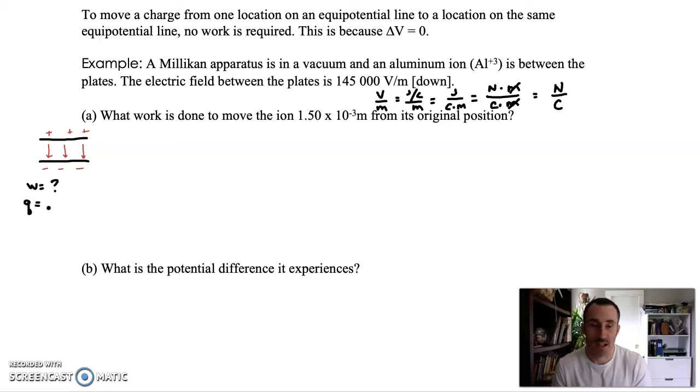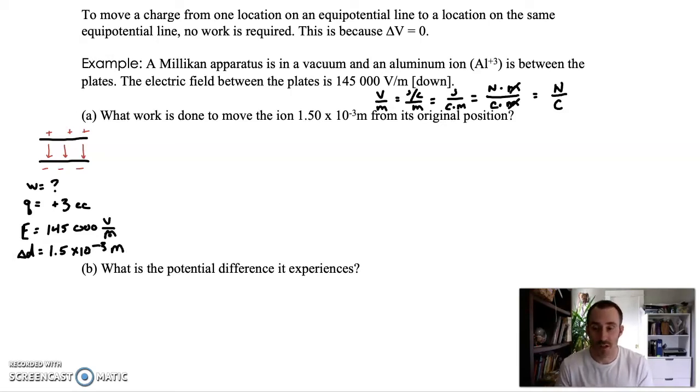The charge on this thing, it's an aluminum ion with a charge of +3. That's +3 ECs, or elementary charges. Our electric field is 145,000 volts per meter, newtons per coulomb. Displacement is 1.5 times 10 to the negative 3 meters.